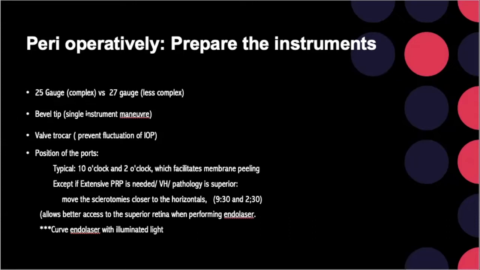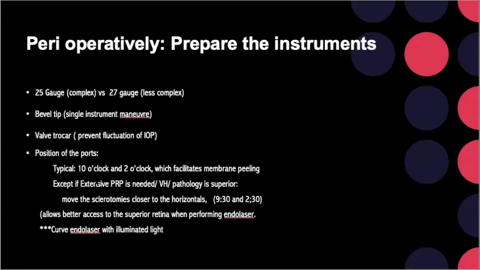Another advancement in our cutting system is the bevel tip. And don't forget our valve trocar. That is still the preferred trocar. It helps to prevent fluctuation of intraocular pressure. It prevents turbulence inside the eye, and that at the end will help to control the issues of bleeding.